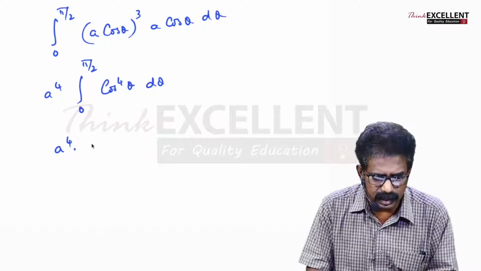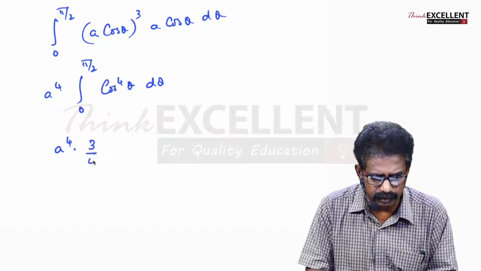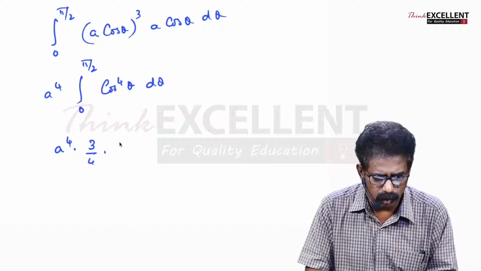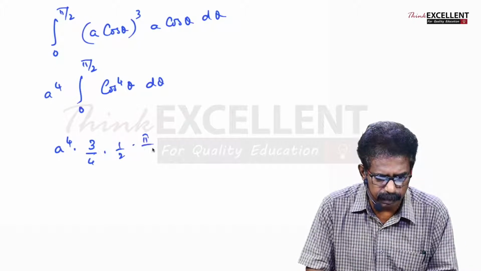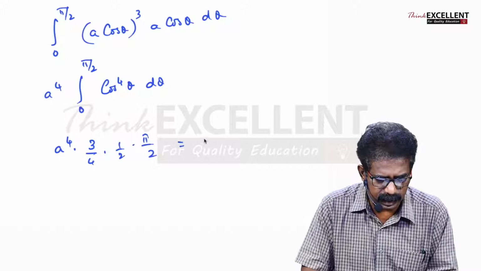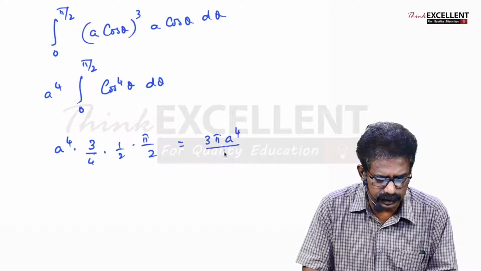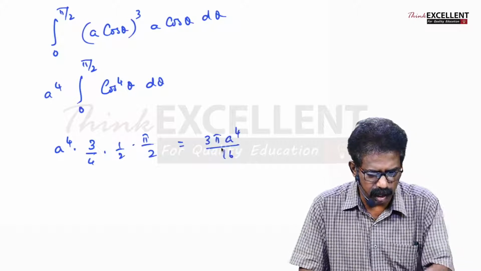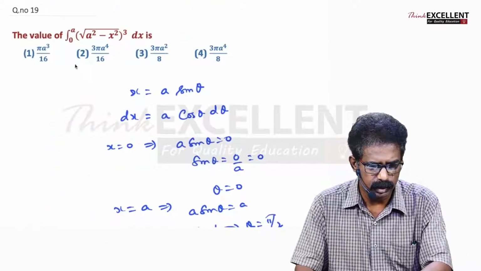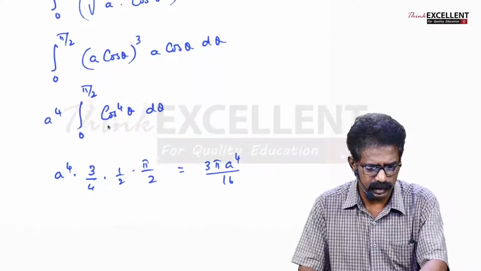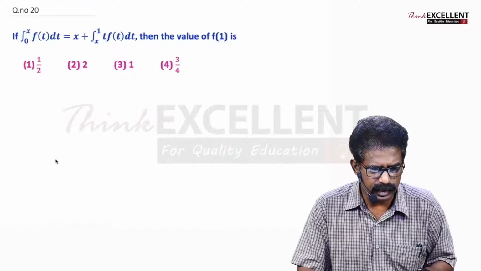When 4 is there, you start with reduce 1, 3 by 4 into 2 you reduce 1 by 2. When you get 1 by 2, you write pi by 2. So nothing gets cancelled: 3 pi a raised to 4 by 16. That is option number 2, right? That's your answer. Okay, now let's move on to the last question.